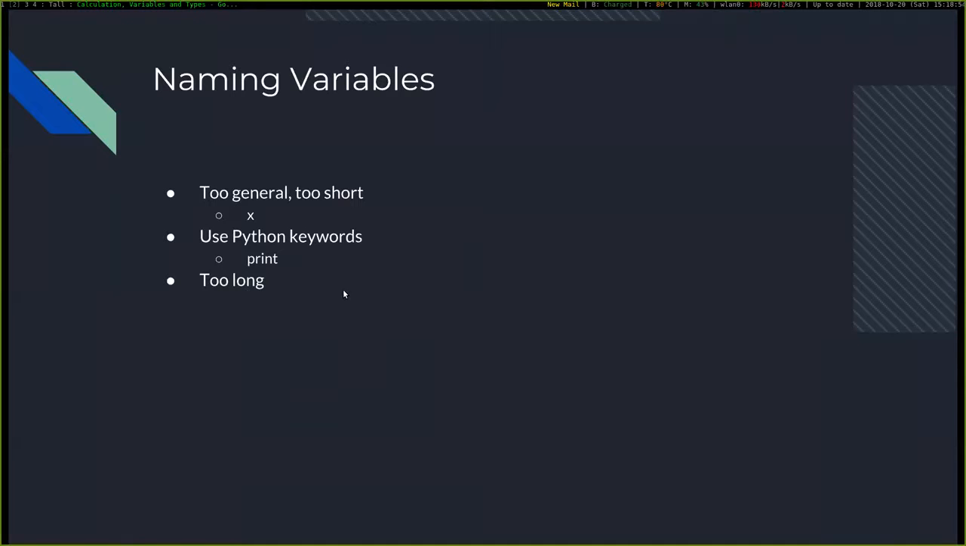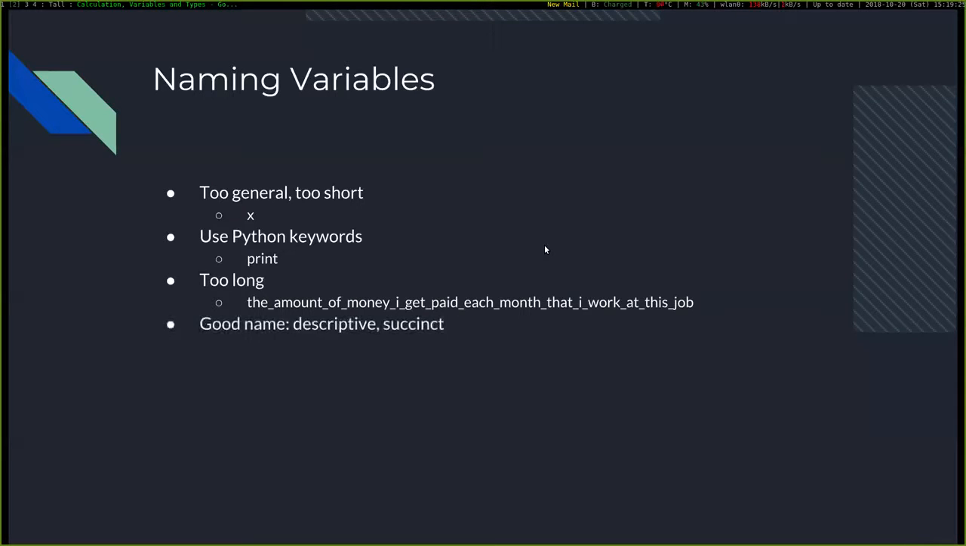Another mistake is giving a variable a name that is too long, which will be very awkward to use. For example, this, the amount of money I get paid each month that I work at this job, is way too long. It's very hard to read the code if you use that as a variable name, especially if it appears repeatedly. So you need to give it a good name. A good name is descriptive, but it needs to be succinct.